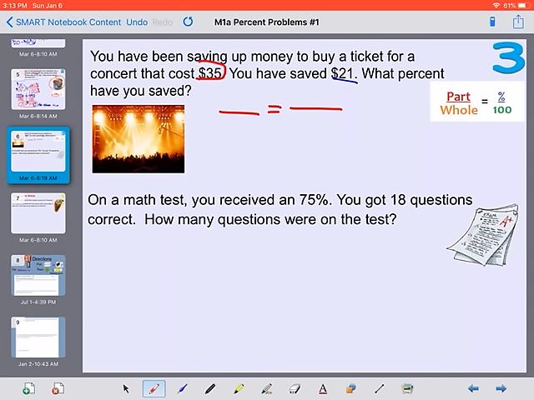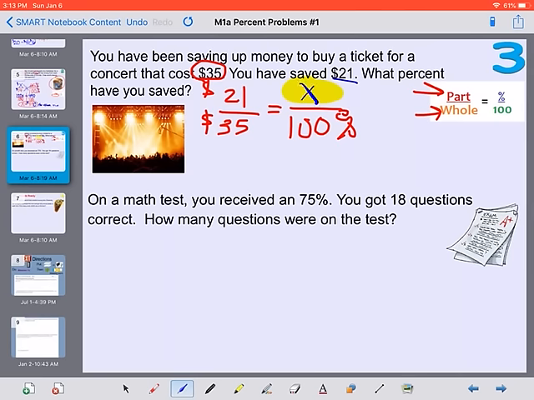the total ticket costs $35, so that's the whole thing. So that goes on the bottom, $35 for the whole ticket. The part that we have already saved is $21. We want to know what percent we have saved. So we don't know what percent we have, but we know it's out of the whole thing, out of 100% total. So choose a letter to cross multiply.